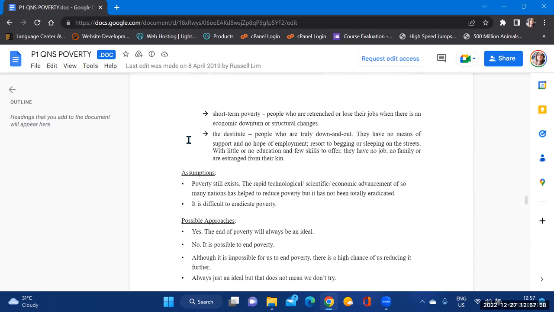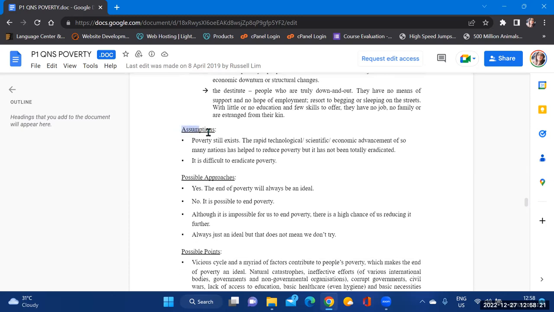retrenched or lost their jobs when there's an economic downturn or structural changes. The destitute, people who are truly downtrodden, they have no means of support, no hope of employment, resort to begging or sleeping on the streets, with little or no education, few skills to offer, no job, no family, estranged from their kith and kin.